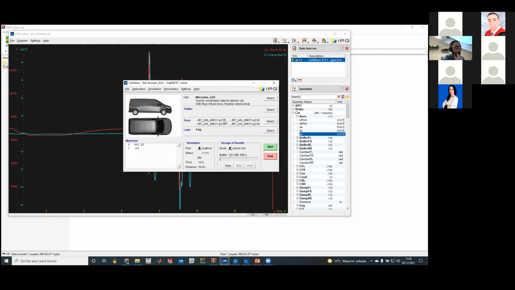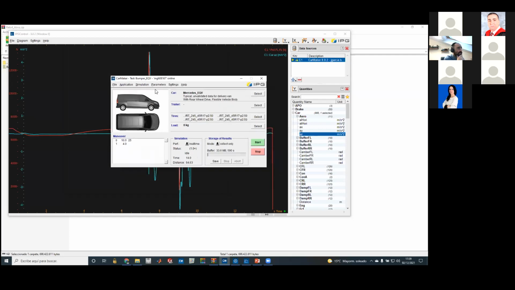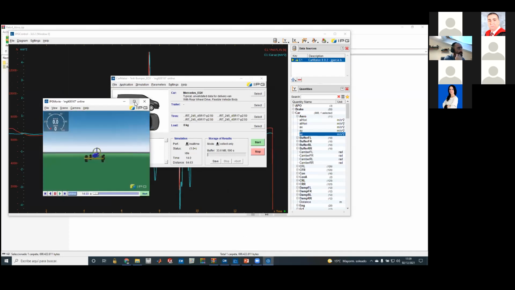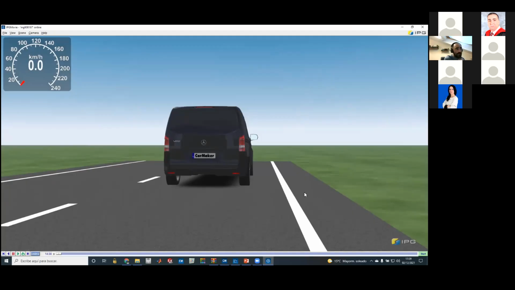Okay, so once you have designed your vehicle, you need to design the road where you are going to drive your vehicle. For example, what I have here is a small experiment. I have prepared a small experiment of the van going through a bump.